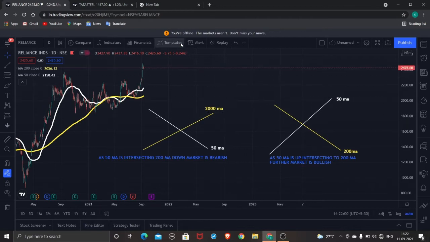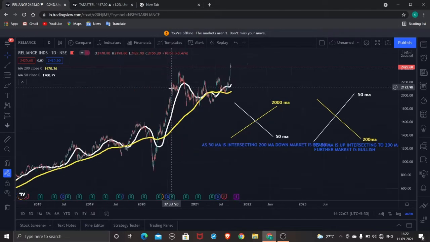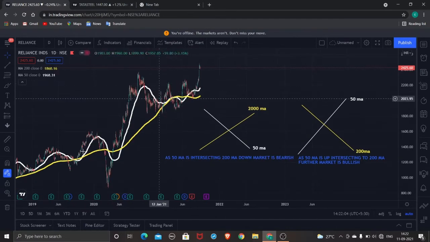Right now I'm offline, but for the sake of our analysis, I've loaded the whole chart. We are on the 1 day time frame. This is Reliance, and let's revise the previous video concept.